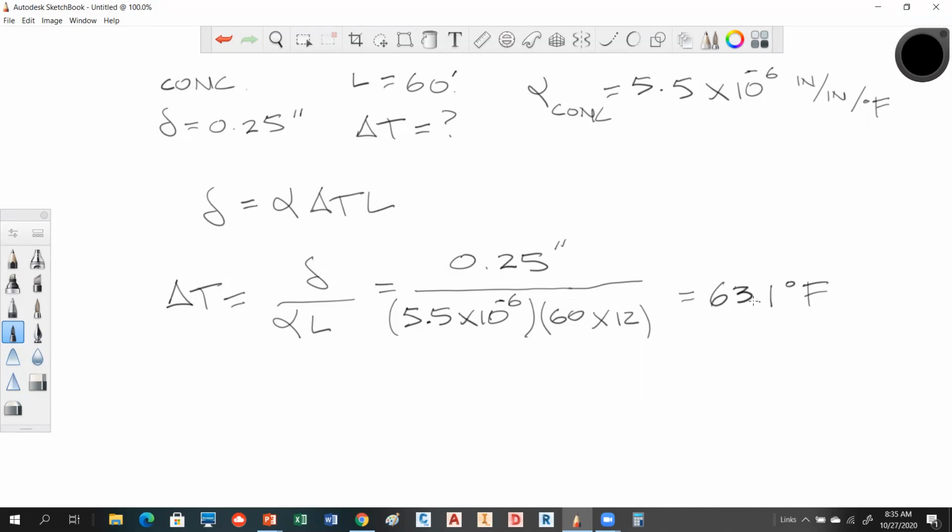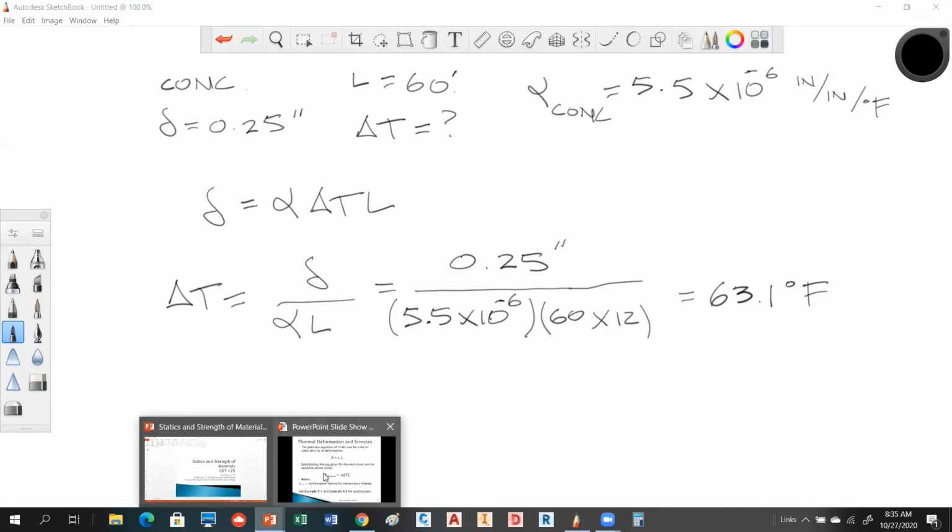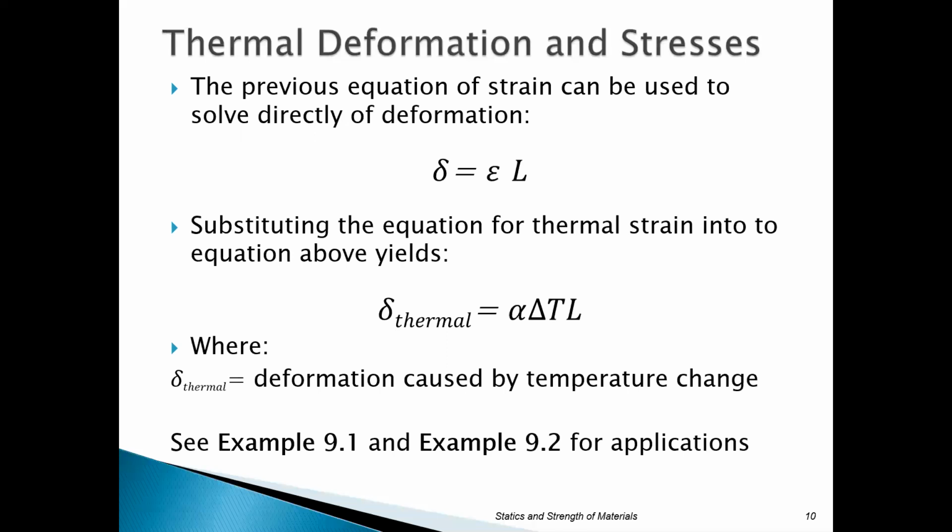So that's dealing with what we would call thermal deformation. Let's go back and build on this concept a little bit now. We basically looked at problems 9.1 and 9.2, and you're going to have some more to deal with. Essentially, this thermal equation, thermal deformation is alpha delta T L, is a very common equation. You're going to see that a lot. You see it in physics, and you'll see it in other things as well.